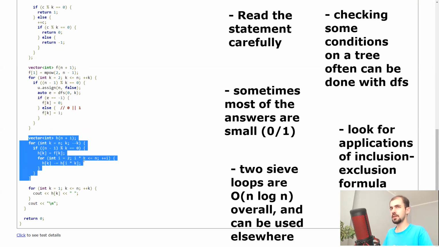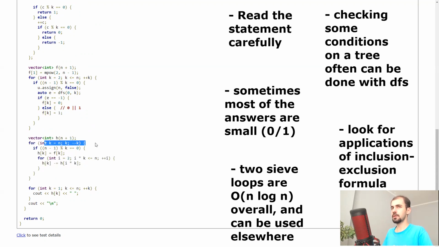Then we have the sieve loops. So we loop over all values of k. We only check for values of k that are divisible by the divisor n minus 1. We say, okay, originally h of k is f of k, then we loop over all multipliers and we subtract the corresponding value. And then just print.